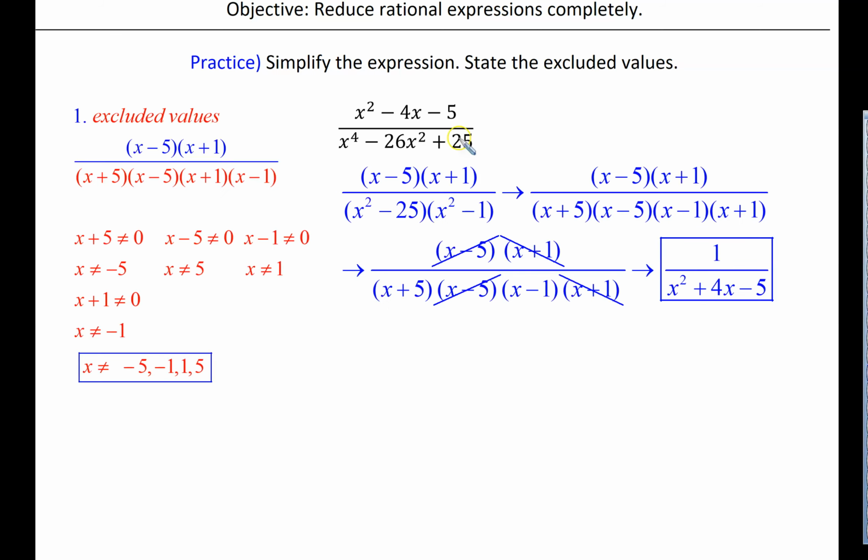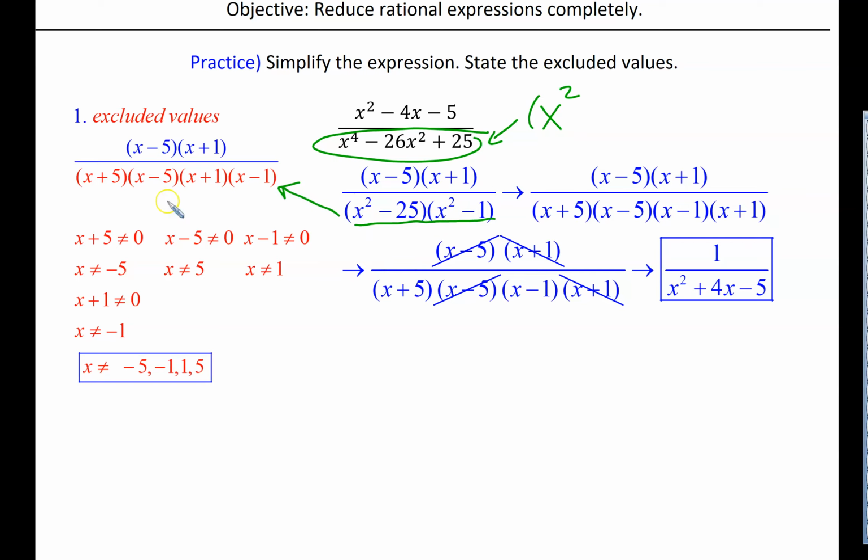So here we're looking at a quadratic, actually not quadratic, but a quadratic form where we have a trinomial, x to the fourth minus 26x squared plus 25. So it first factors into x squared minus 25 and x squared minus 1. And those are both difference of two squares, so they factor that way.